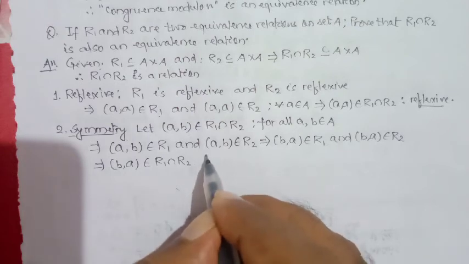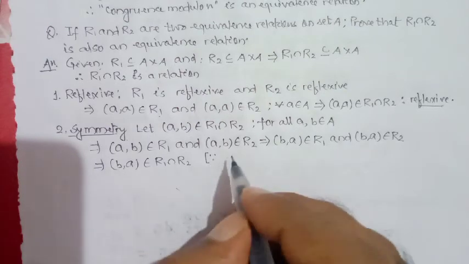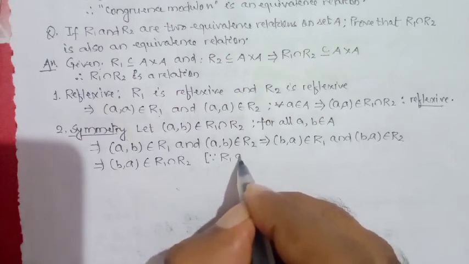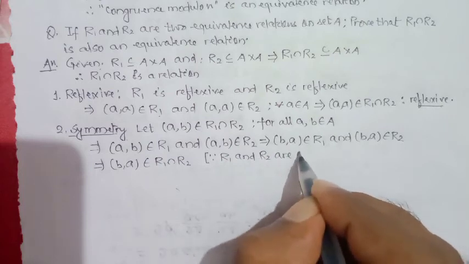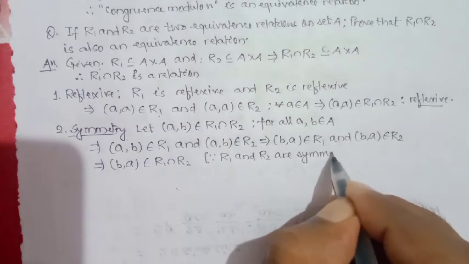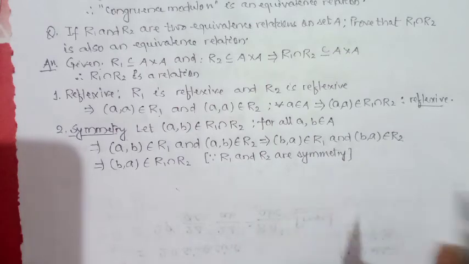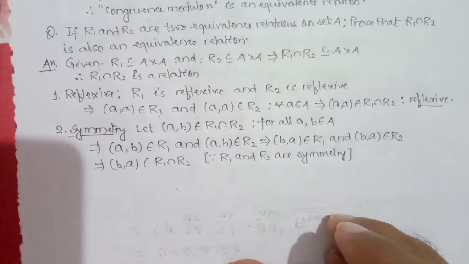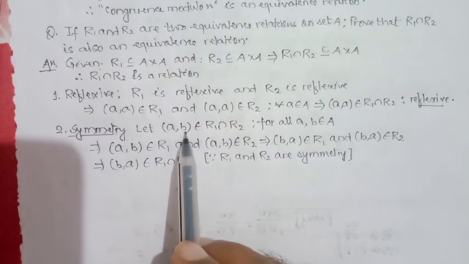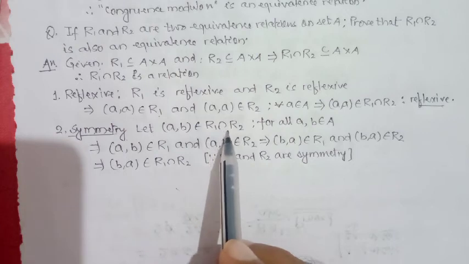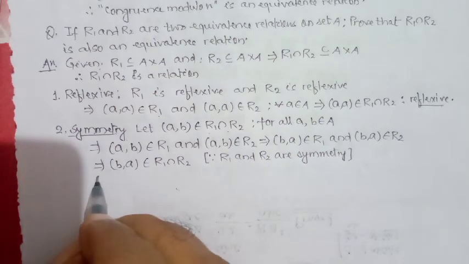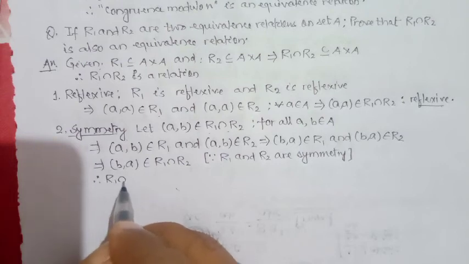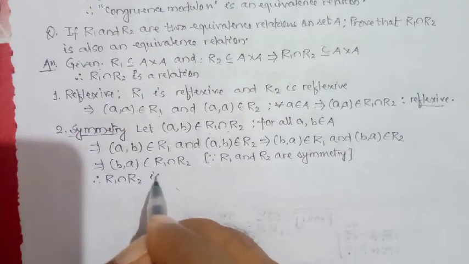If you wish, you may write here, since R1 and R2 are symmetric. So what you have seen is that (a, b) belongs to R1 intersection R2, and we conclude that (b, a) also belongs to R1 intersection R2. Therefore, R1 intersection R2 is symmetric.